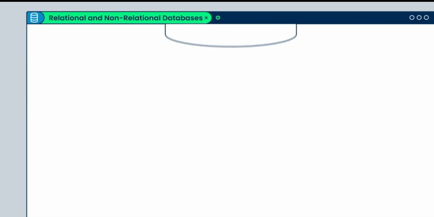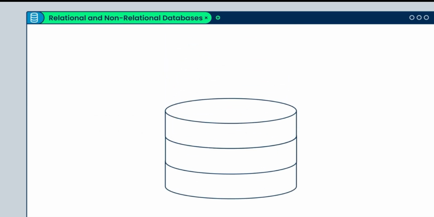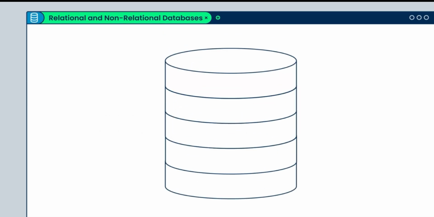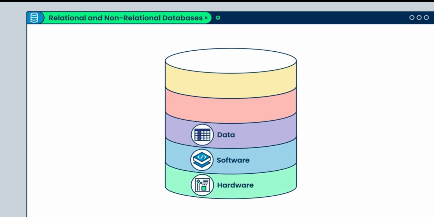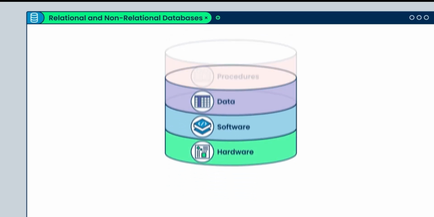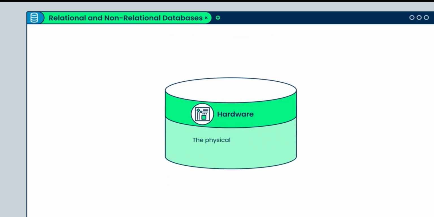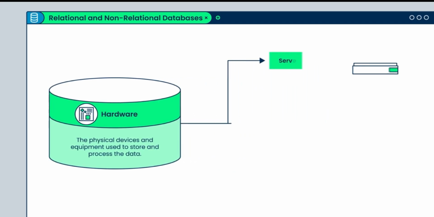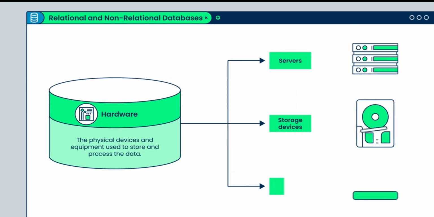To build any type of database, be it relational or non-relational, we need to consider the 5 key components of a database. These are hardware, software, data, procedures, and database access language. Hardware refers to the physical devices and equipment used to store and process the data, such as servers, storage devices, and network components.